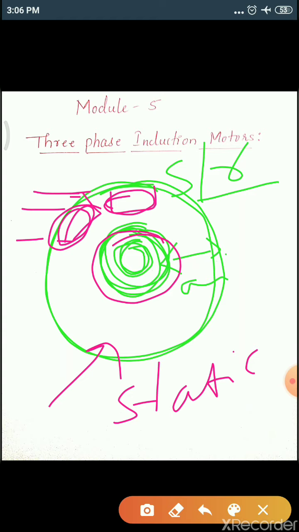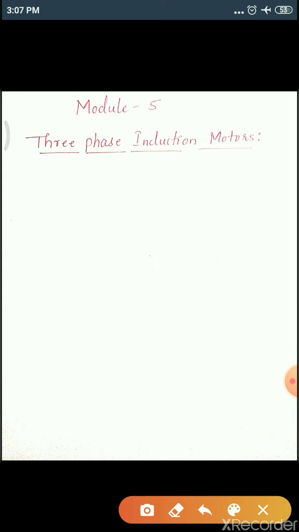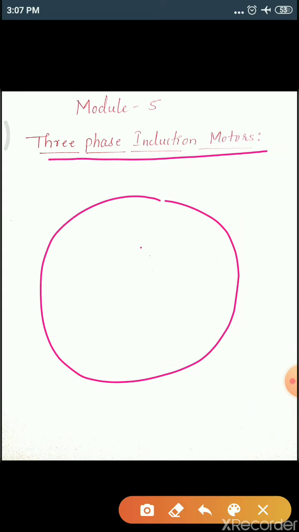The rotor winding derives its voltage and power from the externally energized stator windings through electromagnetic induction. Hence the name induction motor. Remember, the three-phase induction motor works on the same principle as your transformer, the principle of mutual induction. Now we'll discuss its advantages and disadvantages, and then we'll go to the construction.